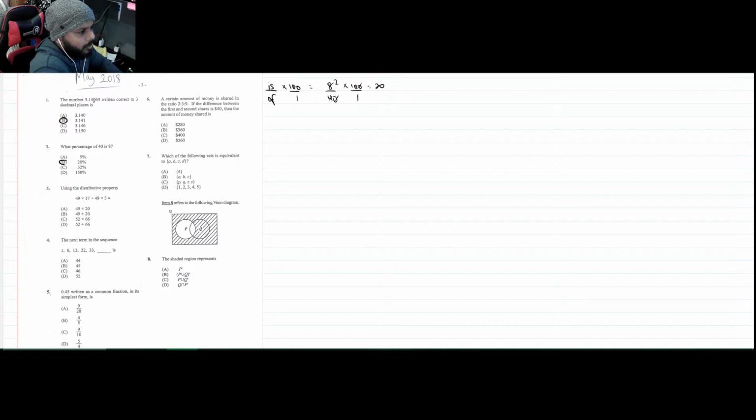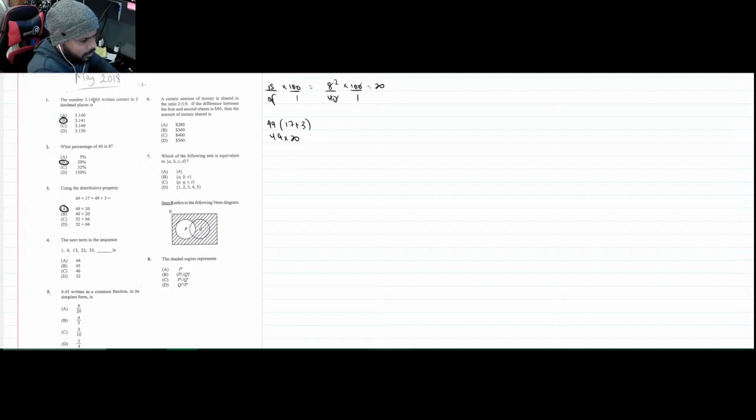Now remember, you get 1 mark for this, so you get marks for your working. Using the distributive property, 49 by 17 plus 49 by 3 is, we can factorize this, 49 into 17 plus 3, which is 49 by 20.